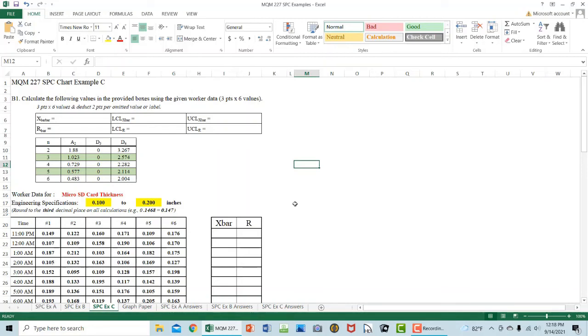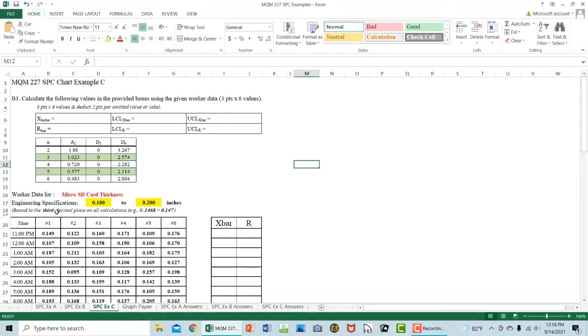SPC chart example C. Very similar to examples A and B, but just a few minor differences I think I need to spend some time talking about. Today we're going to be measuring micro SD card thicknesses. I don't know if this is the right dimensions or not. I just made some guesses at it.